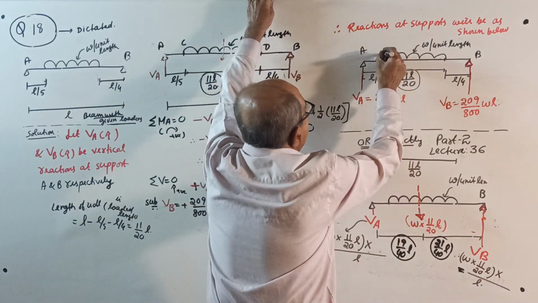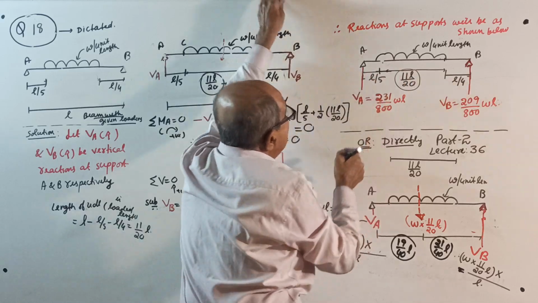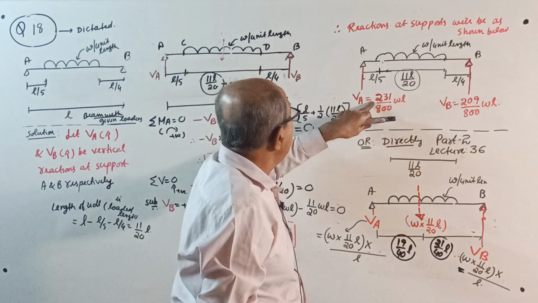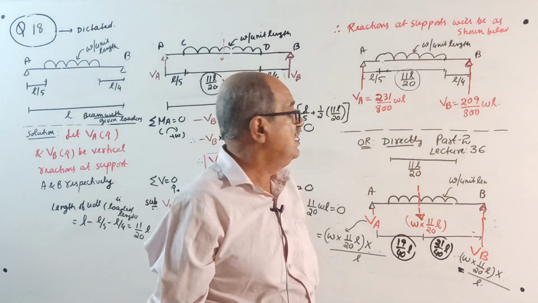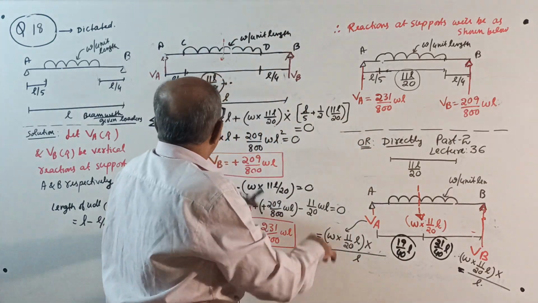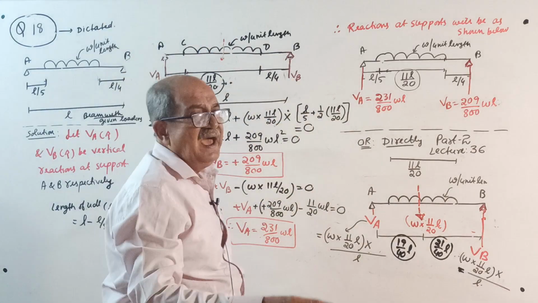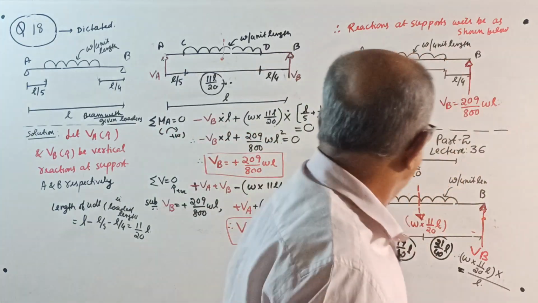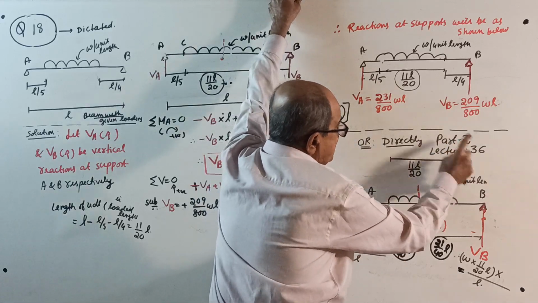The sketch is slightly out of scale, but the load is a little nearer to support A. Now better. That's why the support reaction at A came slightly more than the support reaction at B. Over. Now, see this question, make a note here. Instead of all the struggling, a direct one-line answer is possible. I told you this for you. You should refer to part 2, lecture 36.